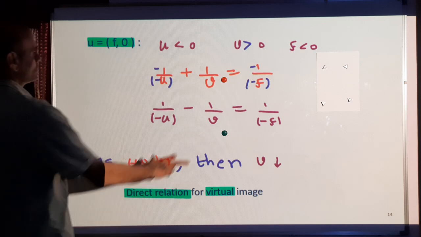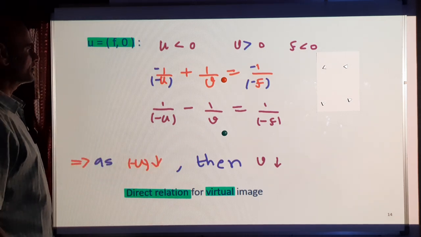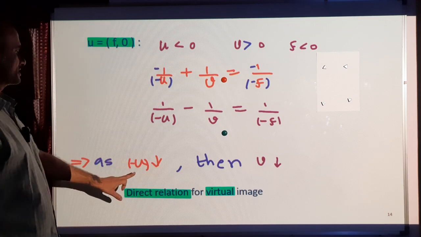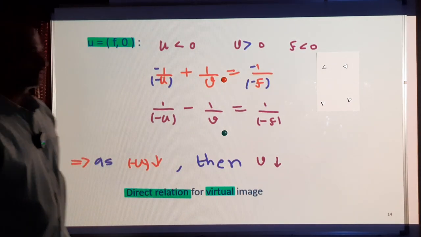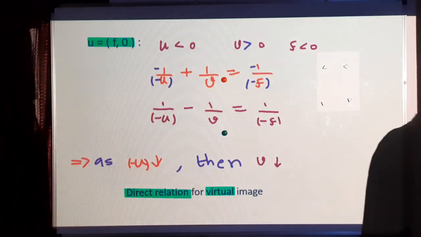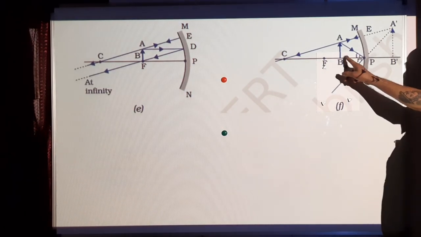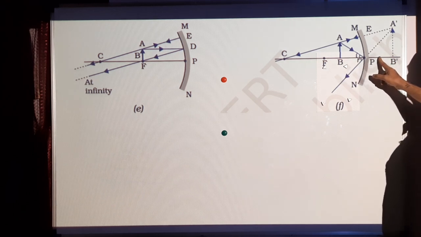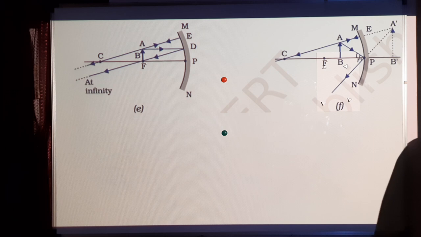So difference of two terms constant means one of them increases, the other one should also increase, or one of them decreases, the other one should decrease. So the object distance decreases, the image distance will also decrease. So for a virtual image, as you get closer to the mirror, if you move from here to here, the image will move from here to here. So there is a direct relation between the object movement and the image movement.